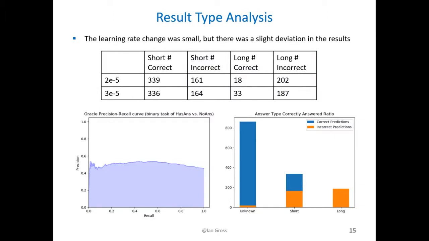This is some of the result type analysis that I performed. The bottom right generally shows that a lot of the unknown questions were correctly identified. It was able to get a decent amount of small ones, but it had a lot of difficulties with the longer answers. This is for the top predicted results, by the way. I also found that changing the learning rate didn't really make too much of a difference, but it did kind of skew things in different directions in terms of what got more correct answers for short and long. So more testing probably needs to be done on this in the future.